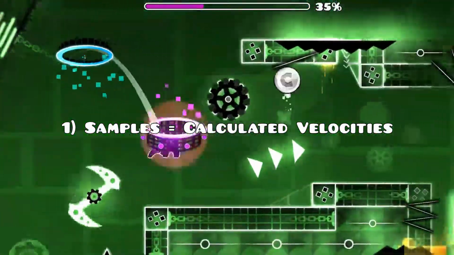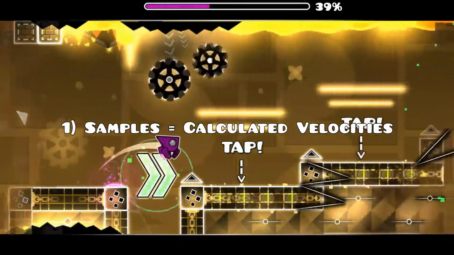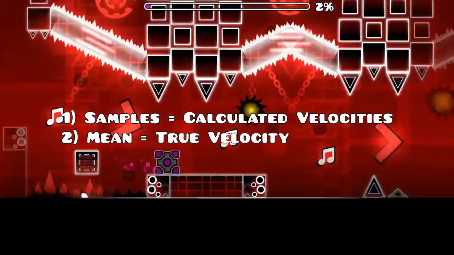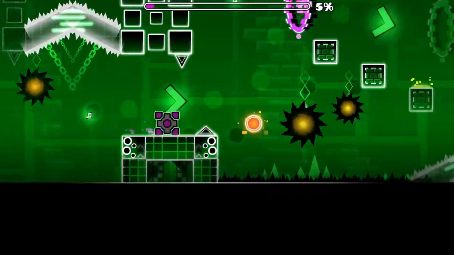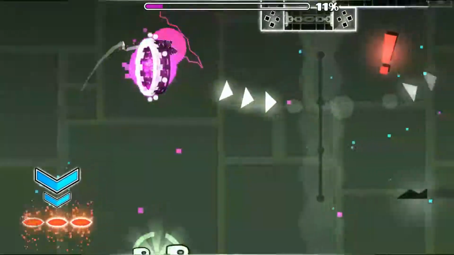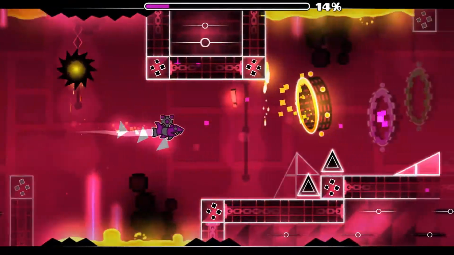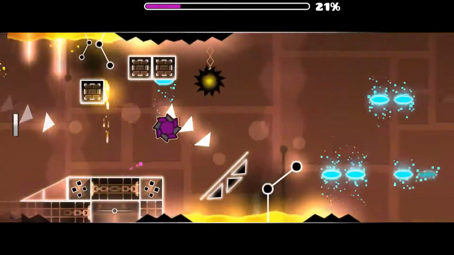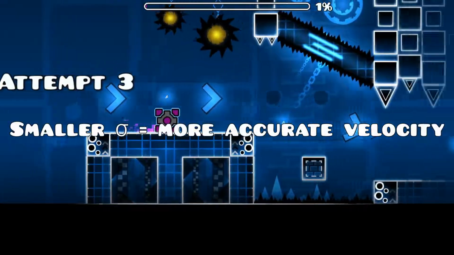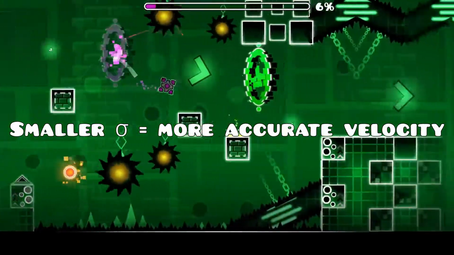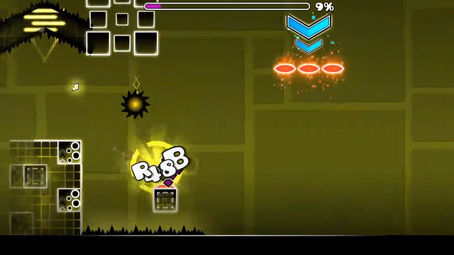The samples would just be the individual calculated values of the velocity. The mean would be the exact real value of the player speed, but we need to take a lot of samples as the central limit theorem states. And we also want to make sure that we have a very, very small standard deviation, because when it's small, it means that the average or the mean is more likely to be the true value for the speed.